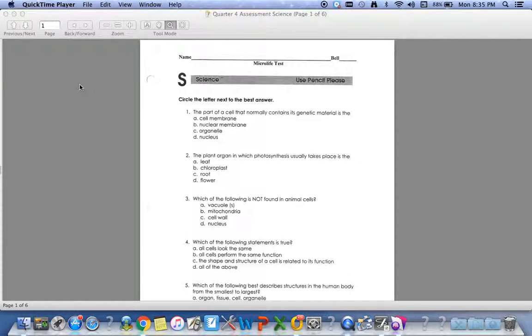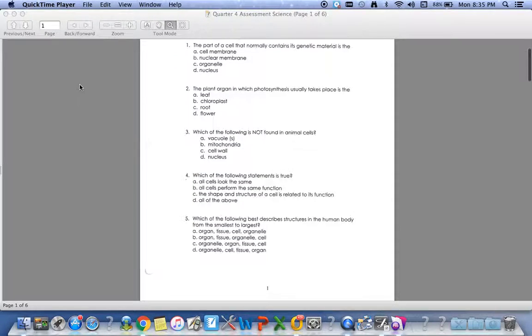Number 2. The plant organ in which photosynthesis usually takes place is a A. Leaf, B. Chloroplast, C. Root, D. Flower. Number 3. Which of the following is not in animal cells? A. Vacuoles, B. Mitochondria, C. Cell wall, or D. Nucleus.